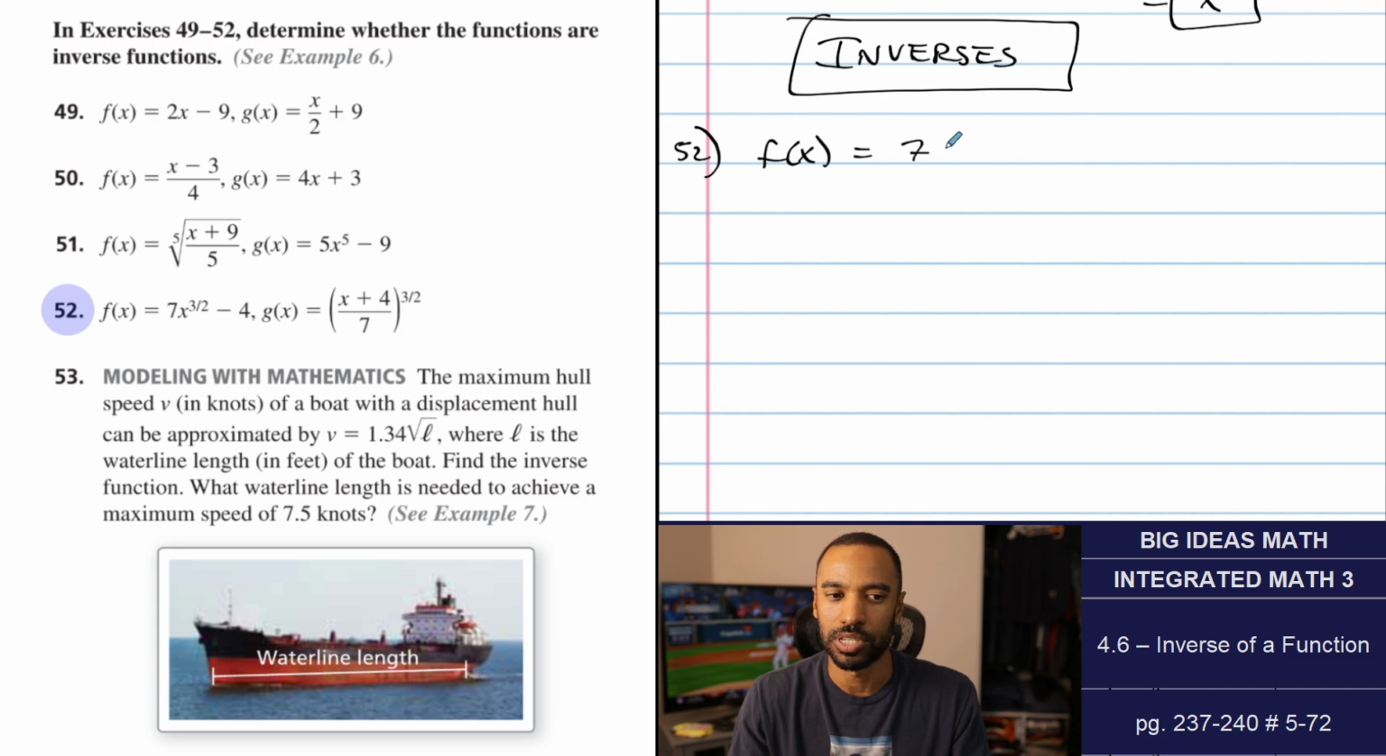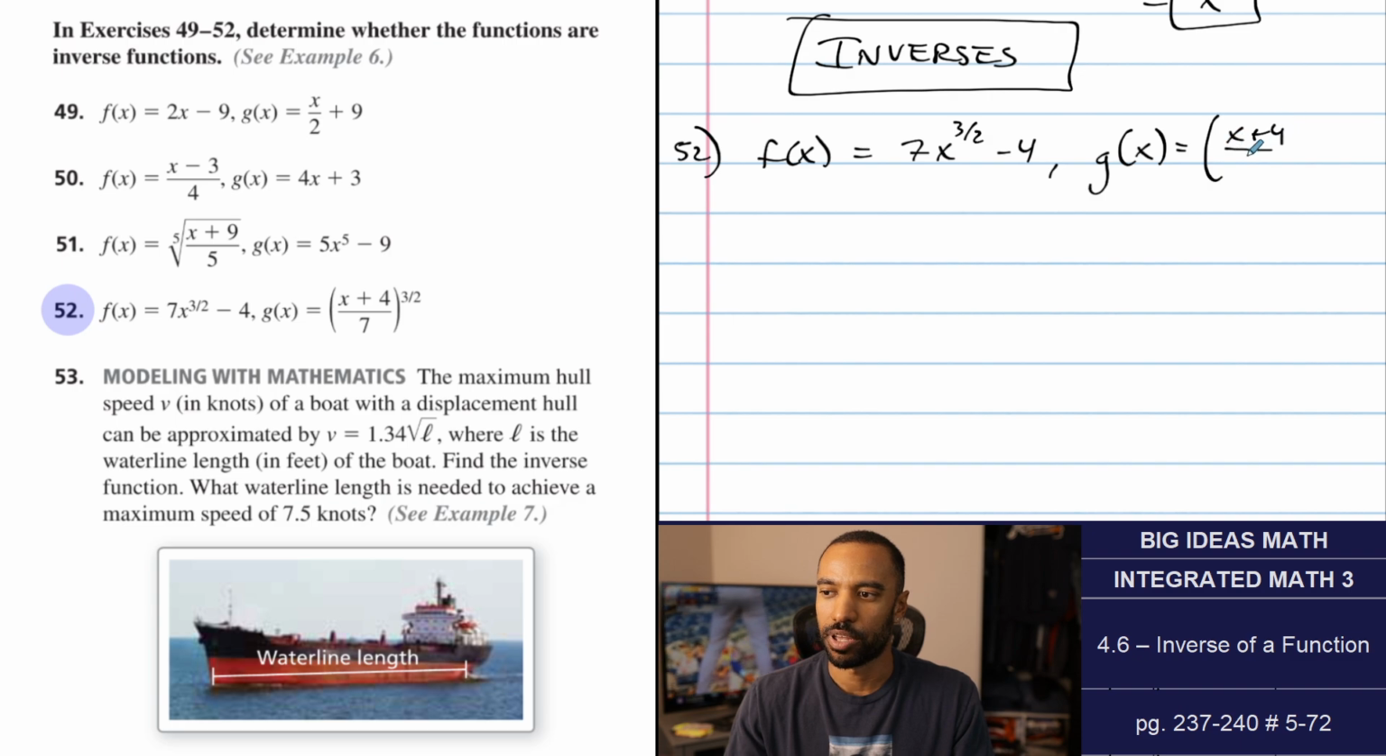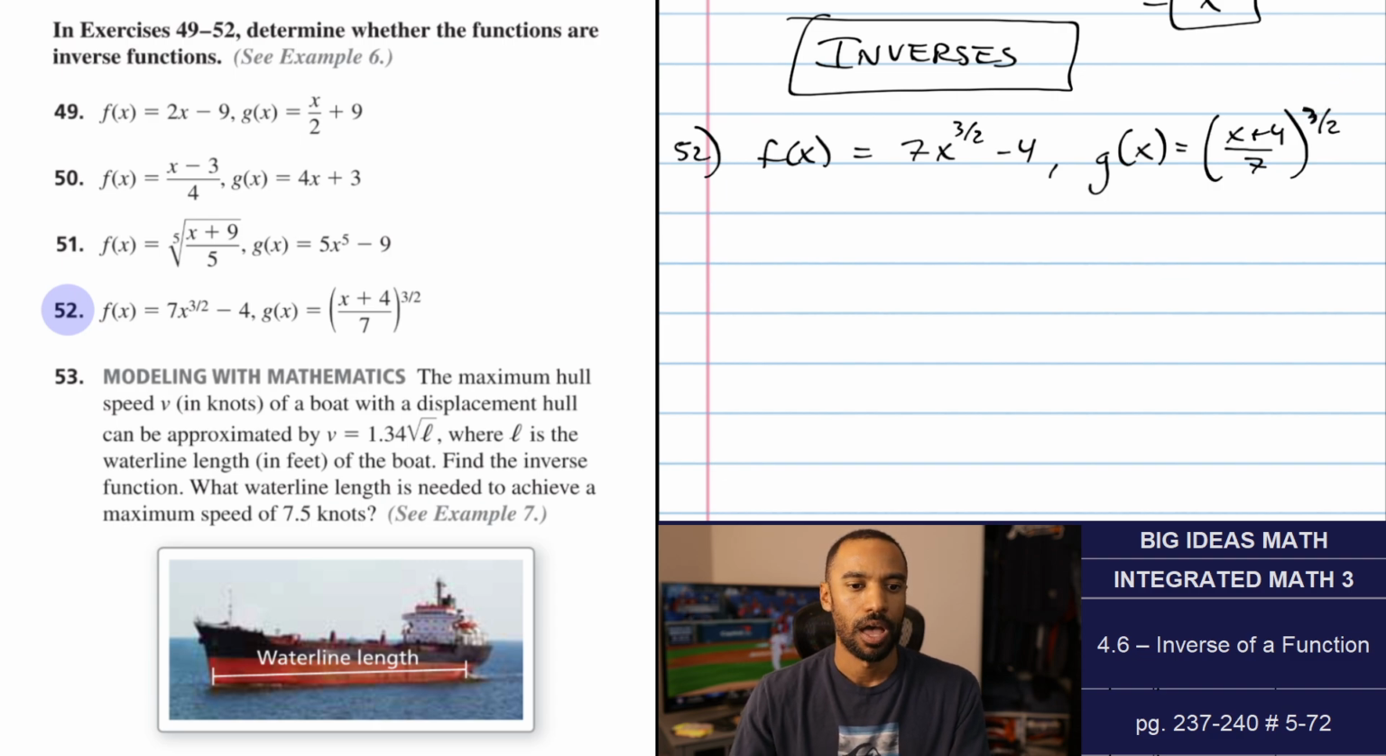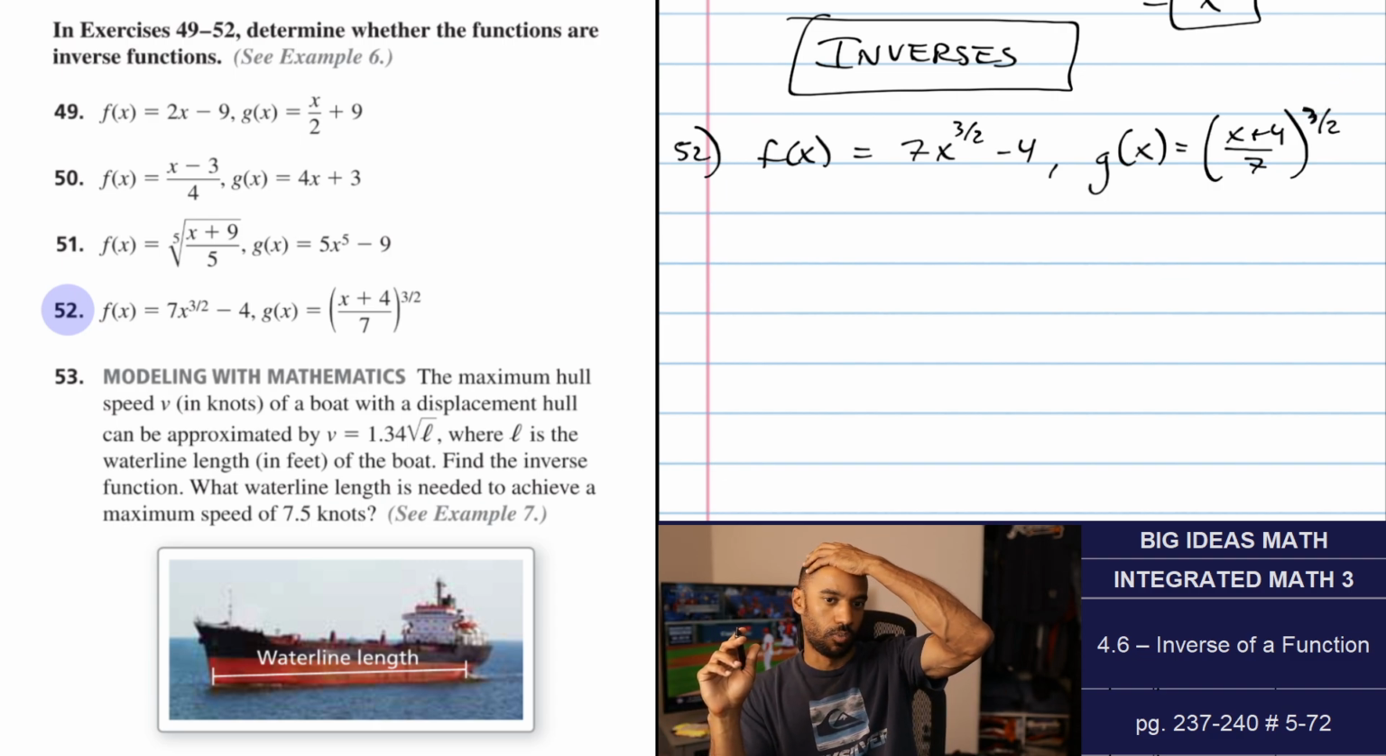F of x equals 7x to the 3/2 minus 4, rational exponents, which is a way of saying radicals, but I'm going to keep it in rational exponent form. G of x equals x plus 4 over 7 to the 3/2. I'll keep it in rational exponent form, well knowing what we're supposed to do with them when all's said and done.